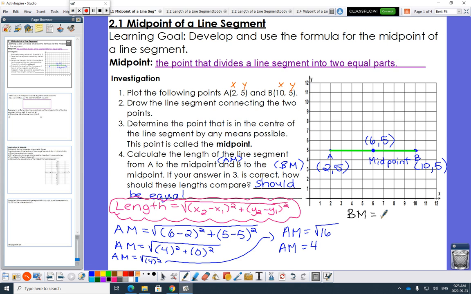Okay, so for B and M, we have 10 minus 6. And now we know we want it to be equal. We're trying to prove that they should be equal. So this is 4, so it looks like we're on the right track. And 5 and 5 again.